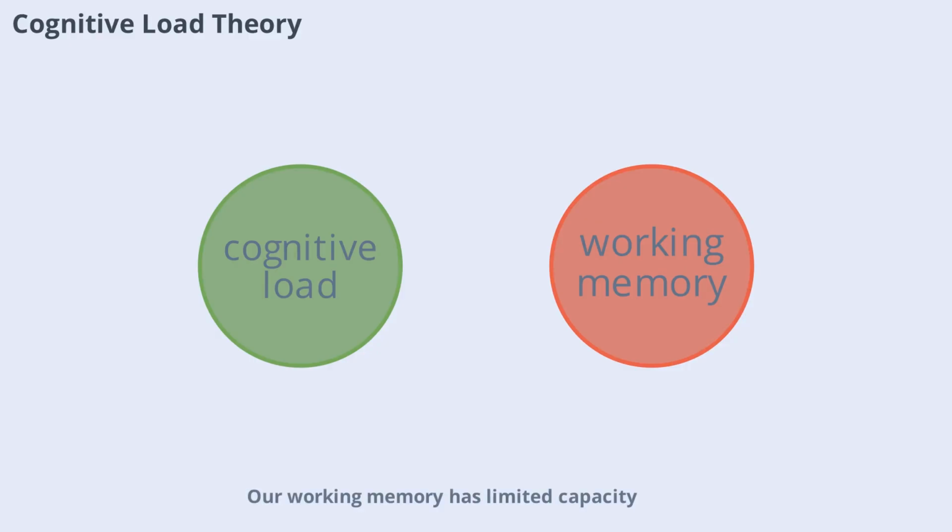Cognitive load theory explains how the amount of information we process at once affects learning. Our working memory has limited capacity, so overloading it can hinder understanding. Effective instruction reduces unnecessary cognitive load by breaking information into manageable chunks and using clear explanations. This theory helps educators design lessons that match students' cognitive abilities, making learning more efficient and less overwhelming.